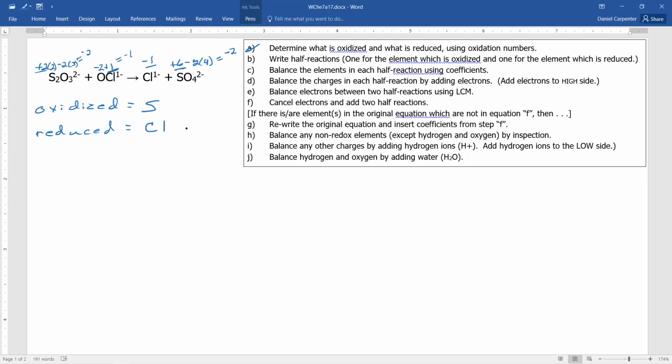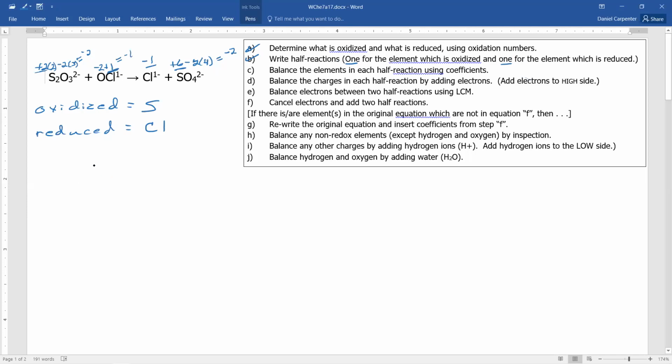All right, so now we're at step B, which is write the half reactions. 1 and 1, so 2 half reactions. And right now, you should read out loud to yourself. You don't need to turn your mic on. You should read out loud to yourself what we need for this. There are 3 things we need. We need symbol, subscript, and oxidation number in the half reactions.